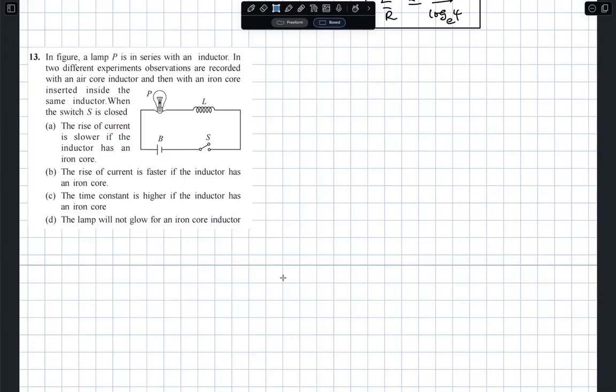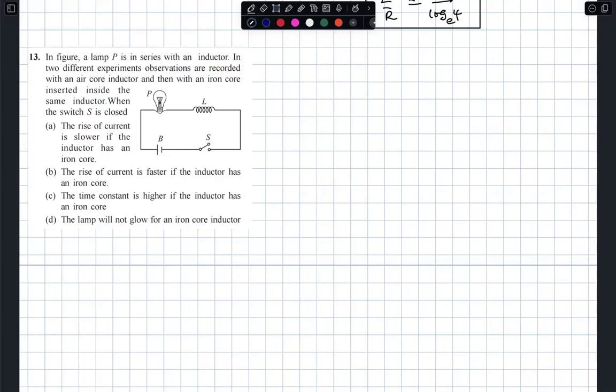See, in the figure, the lamp P is in series with an inductor, and two different experimental observations are recorded with an air core inductor and then with an iron core inserted inside the same inductor when the switch S is closed. Please try to understand what the effect is.